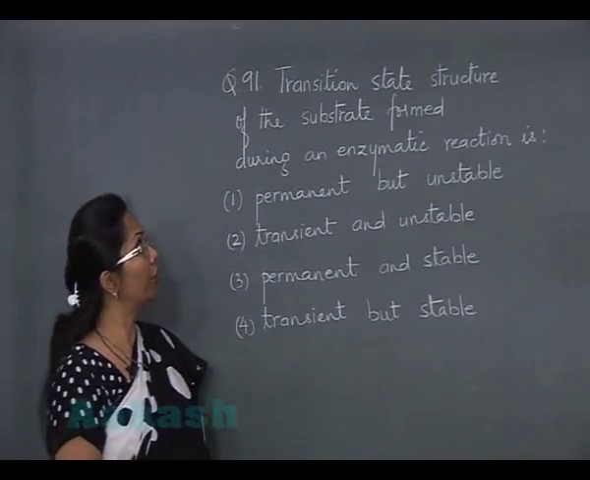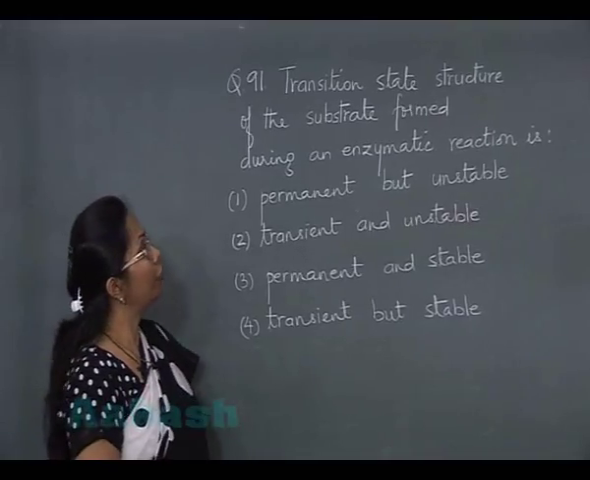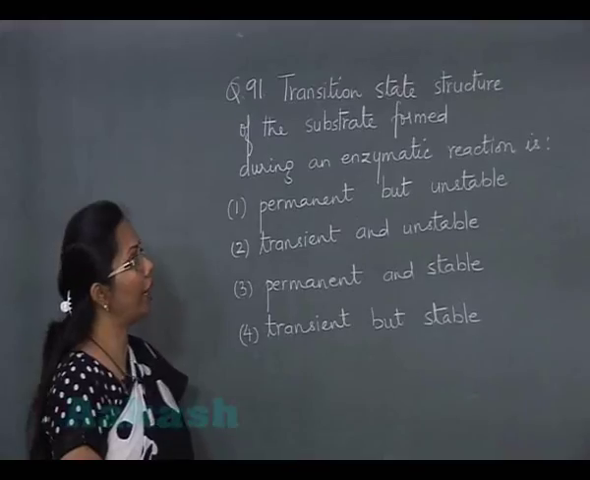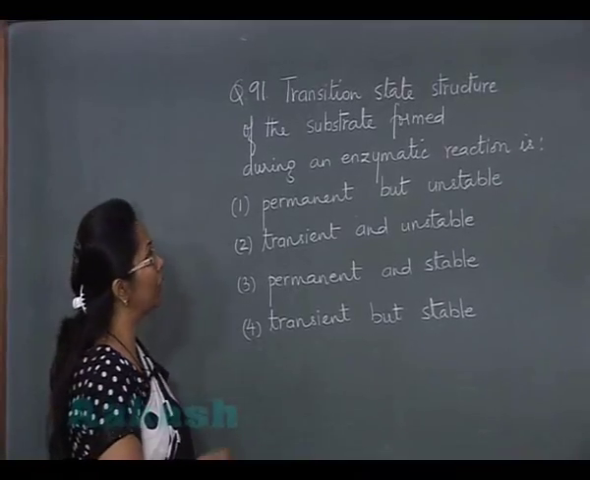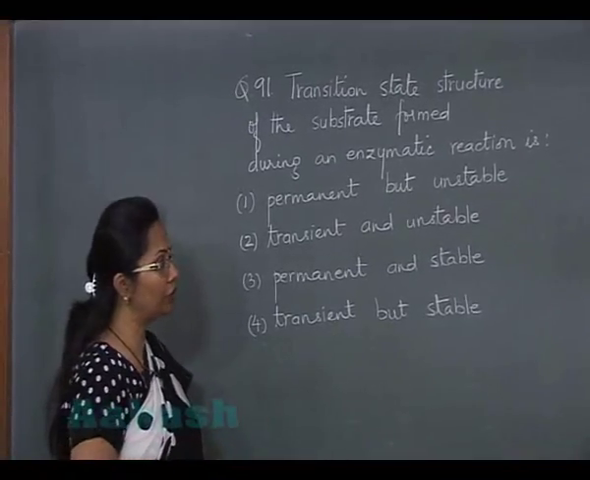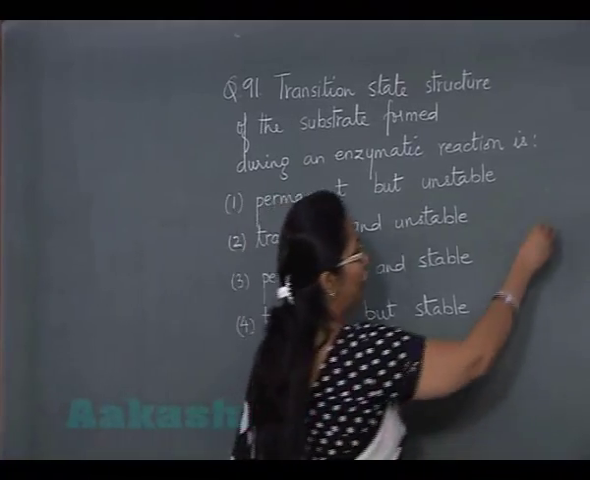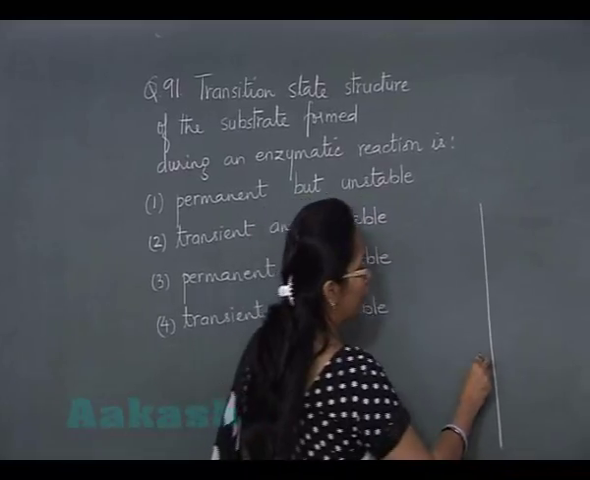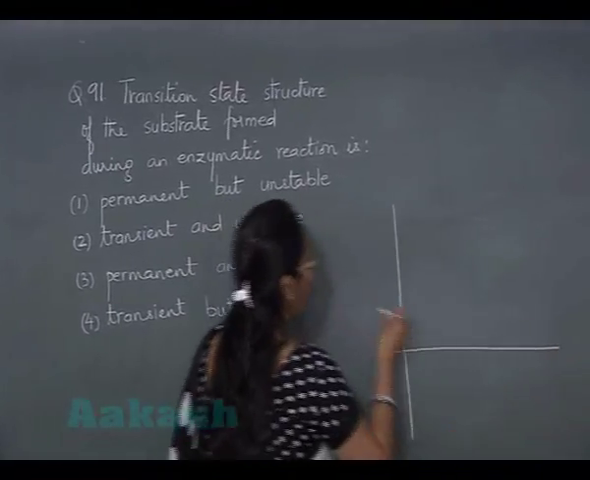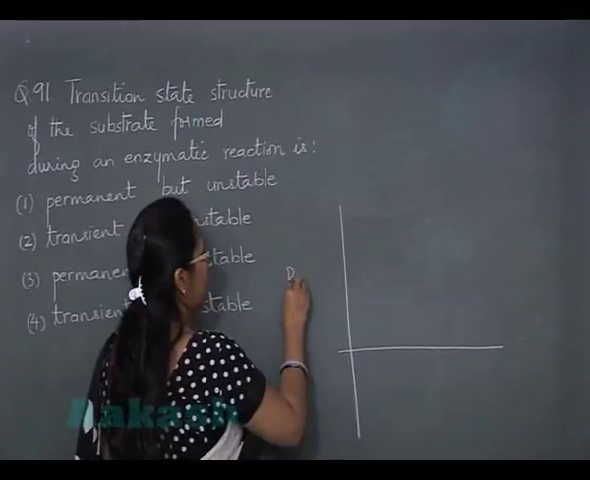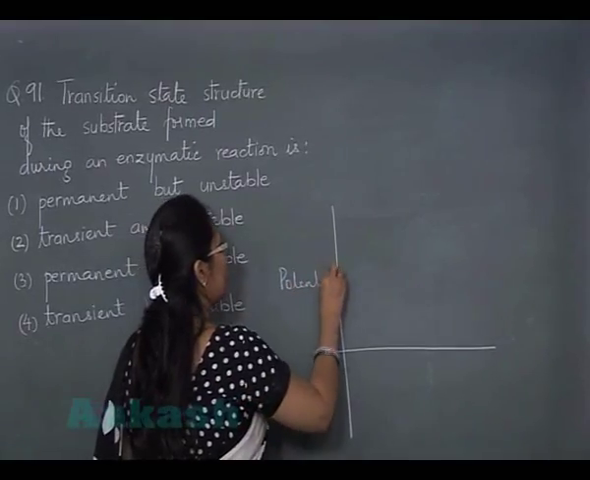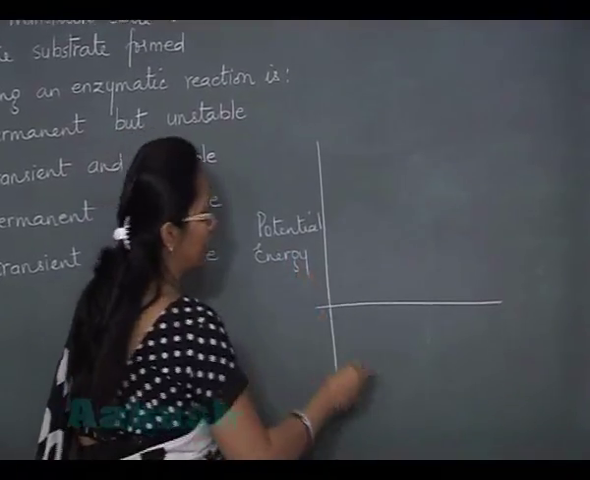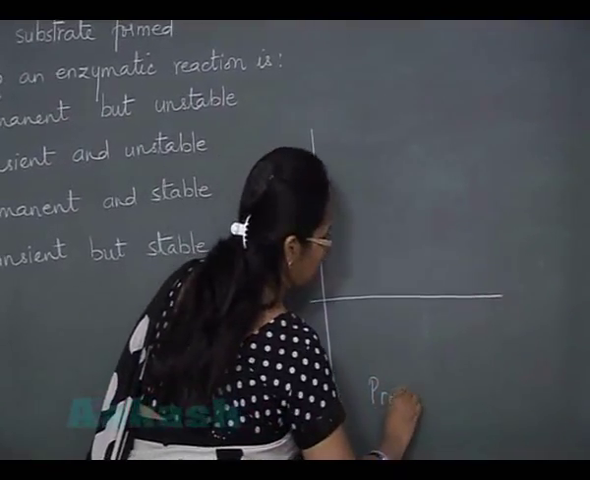Let's discuss question number 91. Now, the transition state structure of the substrate formed during an enzymatic reaction is... Now, let us see what actually the transition state is. If we plot a graph for the enzymatic reaction, on the y-axis we take the potential energy, and on the x-axis the progress of reaction.